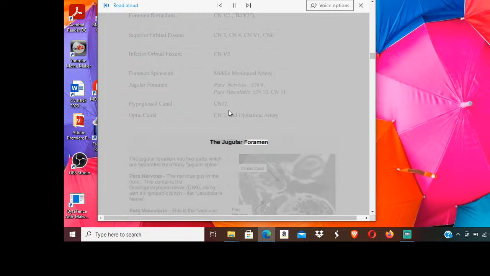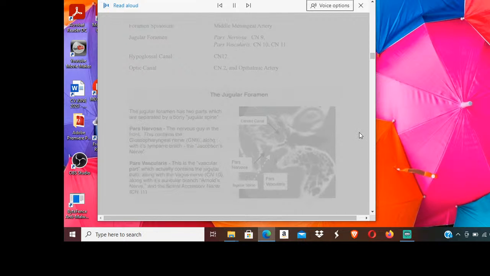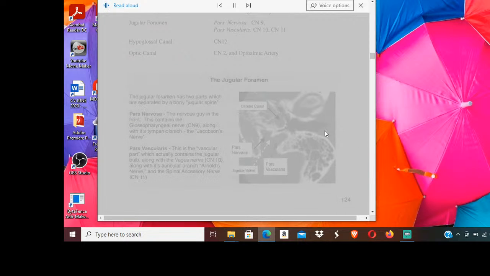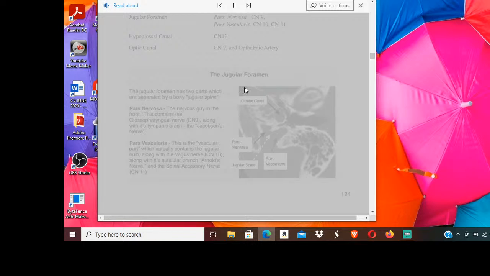The jugular foramen. The jugular foramen has 2 parts which are separated by a bony jugular spine. Pars nervosa, the nervous guy in the front, contains the glossopharyngeal nerve, CN9, along with its tympanic branch, the Jacobson's nerve. Pars vascularis is the vascular part, which actually contains the jugular bulb, along with the vagus nerve, CN10, along with its auricular branch, Arnold's nerve, and the spinal accessory nerve, CN11.